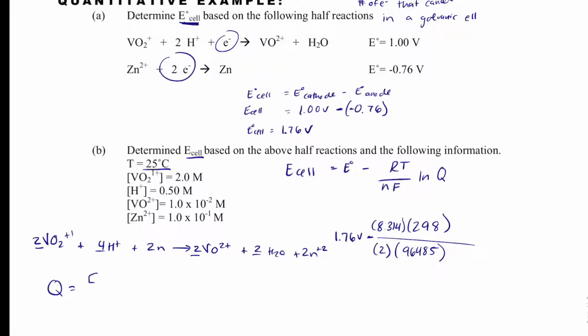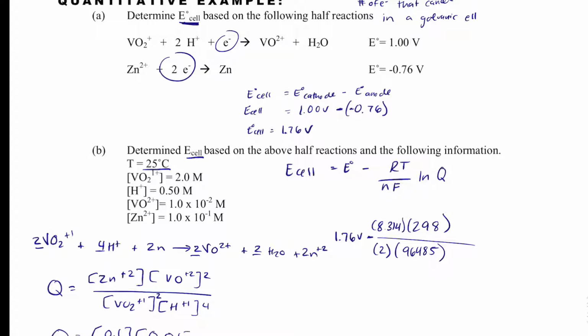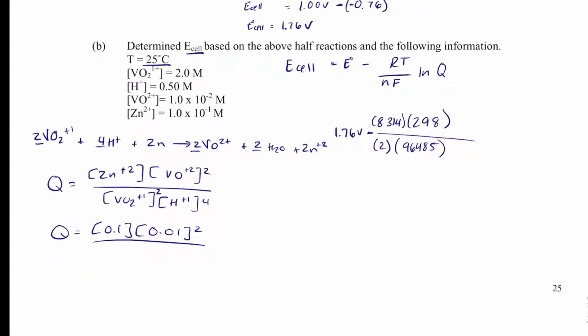Q is equal to Zn 2 plus times VO with a plus 2 charge squared, divided by VO2 with a plus 1 charge, and that's squared as well, times H plus to the 4th power. I plug in what I know: 0.1, 0.01, 2 squared, 0.5 to the 4th, and Q is 4 times 10 to the minus 5th, okay?